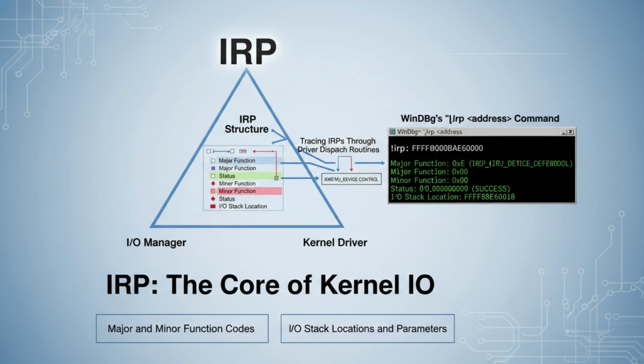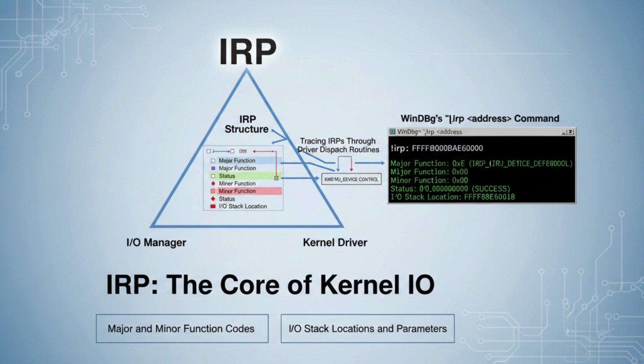Understanding its structure and contents is paramount for effective kernel debugging. WinDbg's powerful !irp command is our primary tool here. By simply providing the address of an IRP, !irp address, we can dump its entire contents, revealing crucial information such as the major and minor function codes, the status of the request, and importantly, pointers to the I/O stack locations.